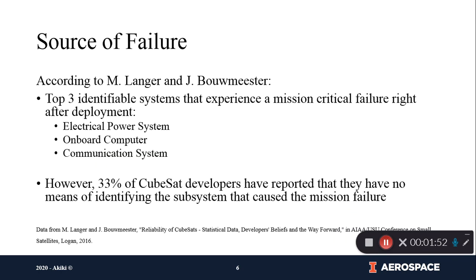According to the literature, CubeSat developers usually identify the cause of mission failure to be associated with either the electrical power system, the onboard computer, or the communication system. But the most concerning statistic is that 33% of CubeSat developers report that they have no means of identifying which satellite subsystem might be the cause of the mission failure. And as you all know, if no communication nor telemetry was established, then doing any form of failure analysis is extremely hard.